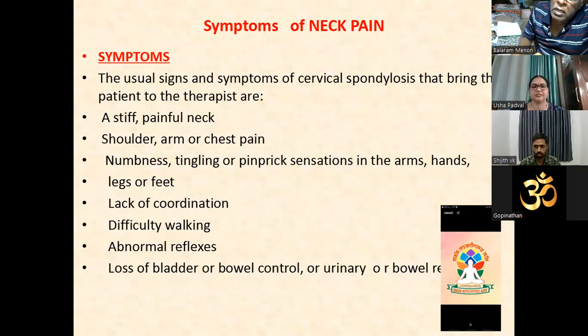What happens? The pain which is generated at the cervical part radiates to the hand, pain in the whole hand. It also stretches to the lower part, arms, feet, and all. So that is the reason behind that. Lack of coordination, difficulty in walking, abnormal reflexes, loss of bladder or bowel control, or urinary discharge.